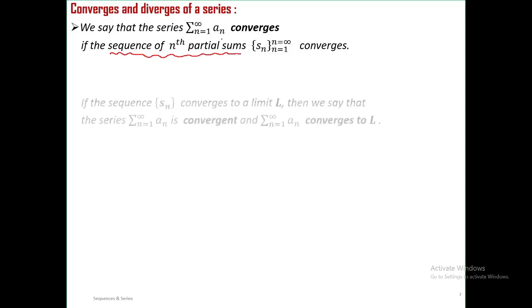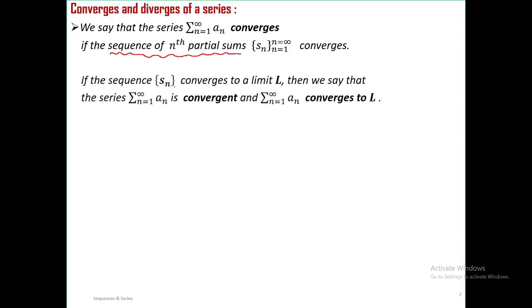Okay, next one. If the sequence Sn, this is the sequence of nth partial sums, converges to a limit L, then we say that the series also converges, and it converges to L. It's very, very important. So if the sequence of nth partial sums converges to, for example, some number 2, then the series also converges to number 2. That's it. So the sum is 2 indirectly.